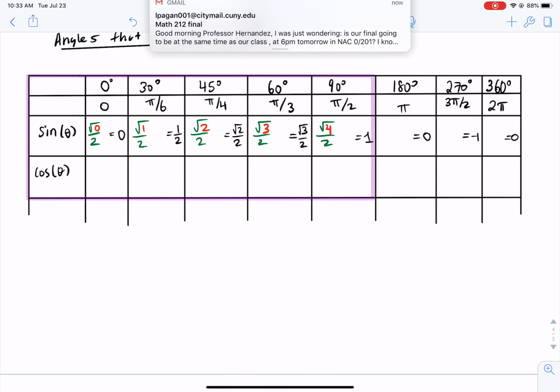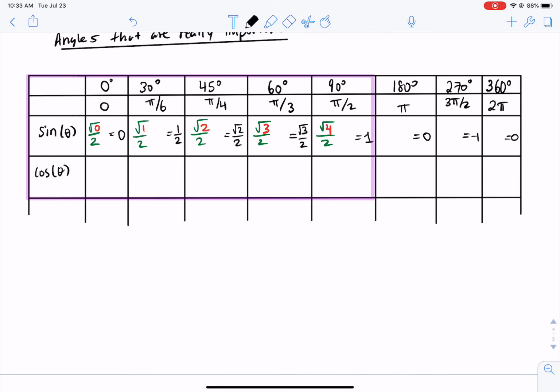So I'm going to start from the last one. The one before that, sine theta ended at 1. So this is going to start at 1. And then the next one is going to be radical 3 over 2. Then radical 2 over 2, they meet there. Then 1/2. And then finally 0. They just run opposite to each other.